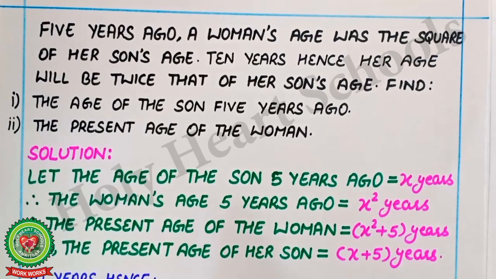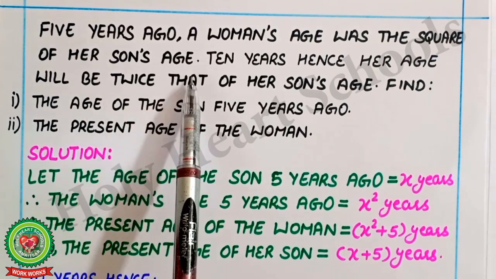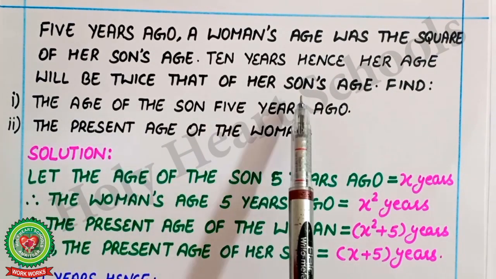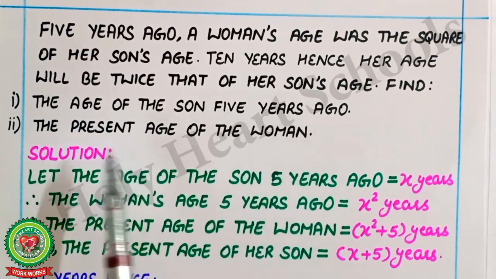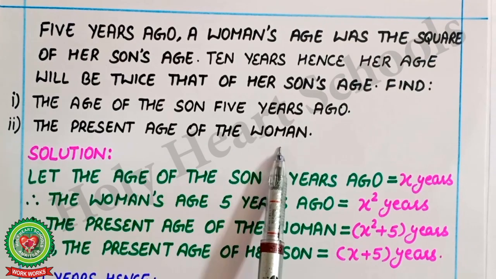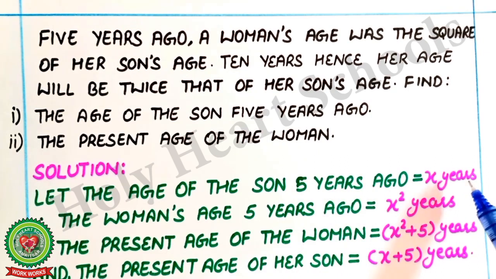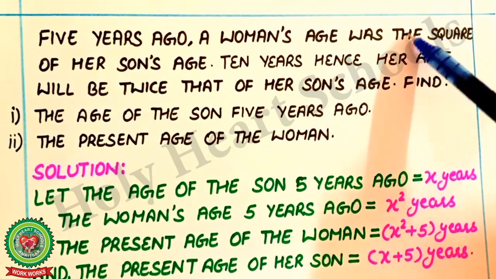Next example: 5 years ago, a woman's age was the square of her son's age. 10 years hence, her age will be twice that of her son's age. Find the age of the son 5 years ago and the present age of the woman. Let the age of the son 5 years ago be x years. Therefore, the woman's age 5 years ago equals x square years, because the statement says a woman's age was the square of her son's age.